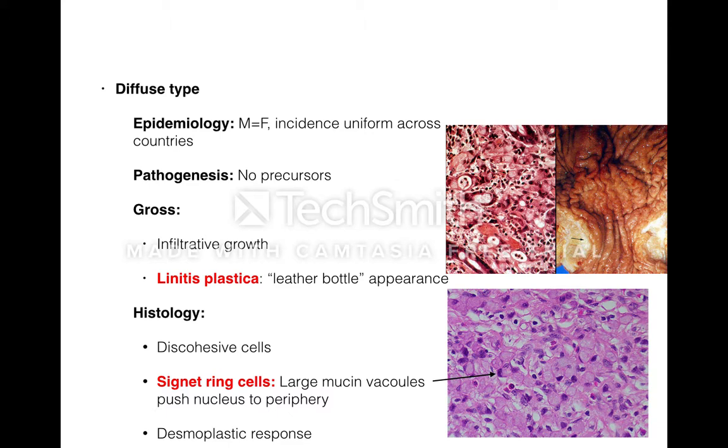On histology, you can see sheets of discohesive cells with large mucin vacuoles. These vacuoles are so large that they expand the cytoplasm and push the nucleus to the periphery, creating the characteristic signet ring cell.